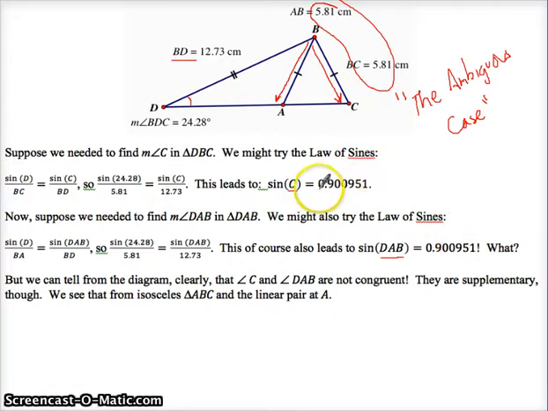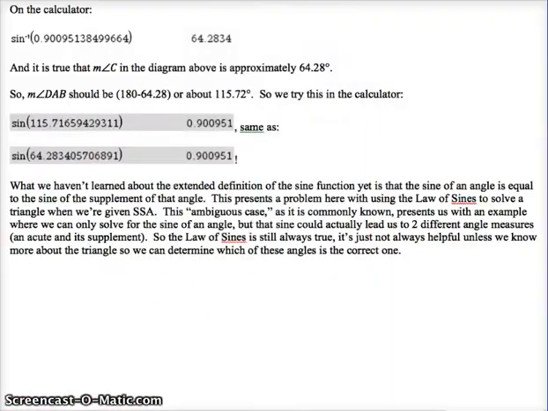Well, this is a problem if you know the sine first and you're trying to find the angle. It's like, well, if I take the inverse sine of this, how do I know which one it's supposed to be? So this is a problem. I got two angles that have the same sine. I try to do inverse sine, and I'm only going to get one value, so that's not cool.